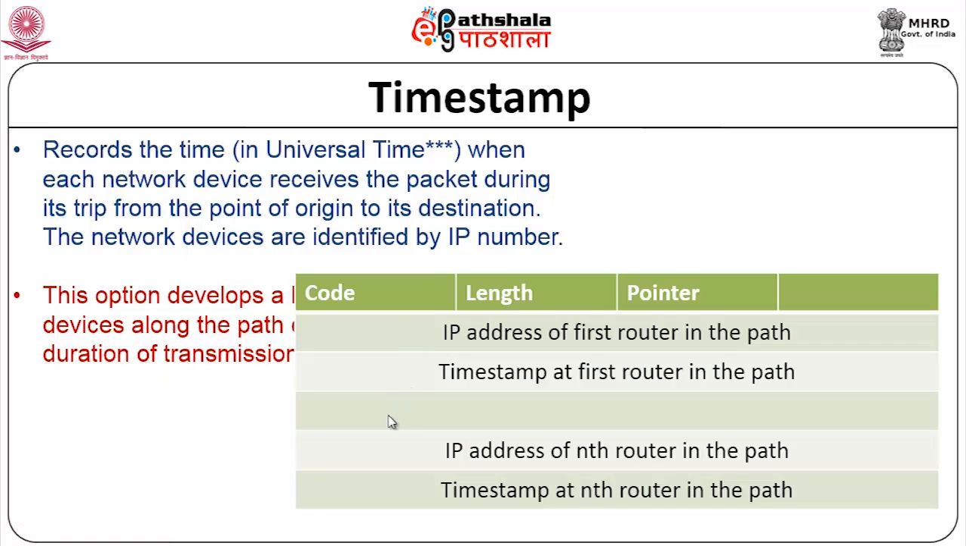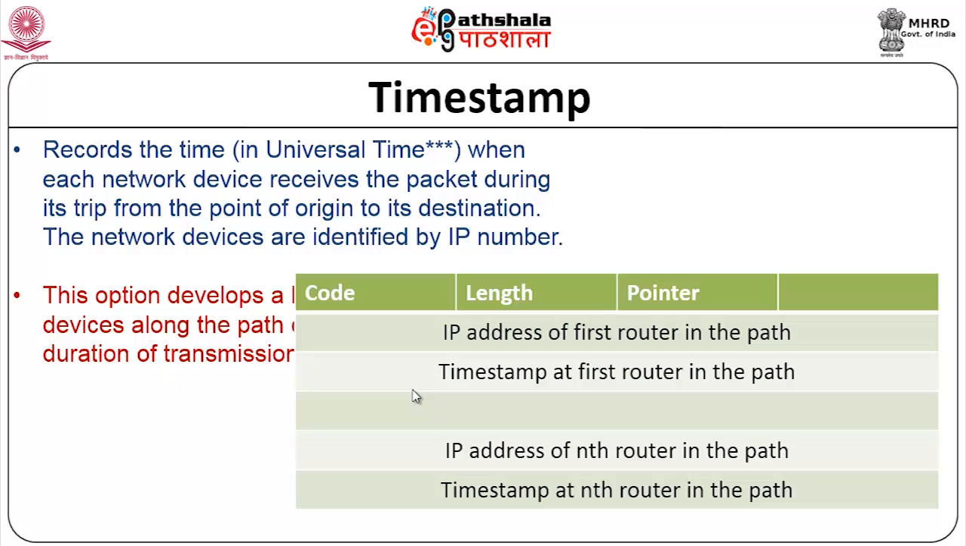You can say that this timestamp option is kind of a superset of the record route option, because in record route only the routes are recorded. Here we see that not only the route, the address, but also the timestamp information is recorded. So, with this timestamp information the destination can get a very clear idea of the time taken by this packet as it comes from the source to the destination, and the time that it spends at each of the routers.